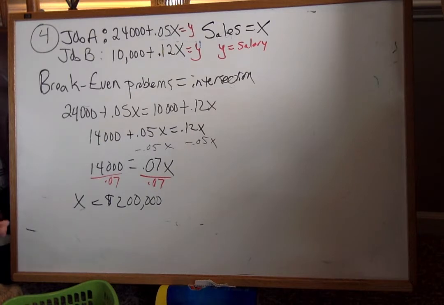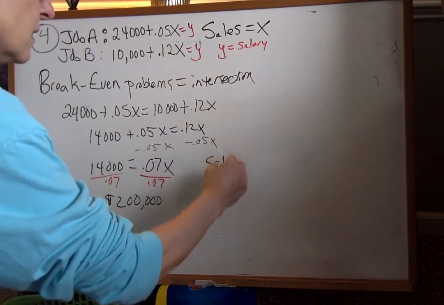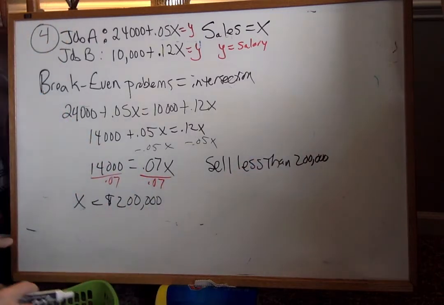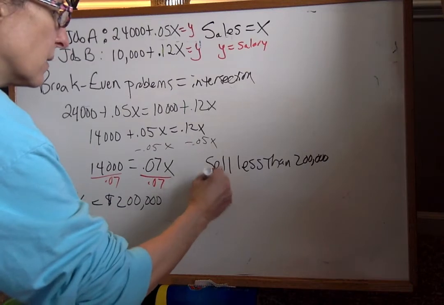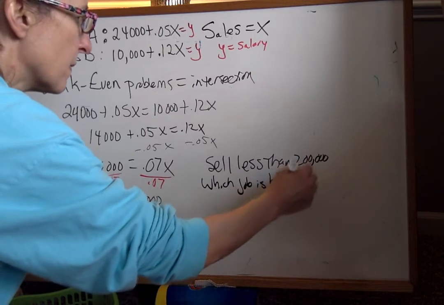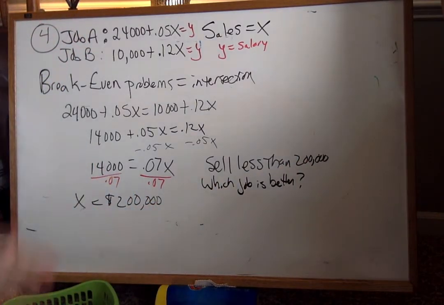I want to do a follow-up question. I think there is a homework problem in your book that does this also. I want to then say, okay, what if you sell less than 200,000? You now know how much you have to sell to break even. What about if you're like, oh my God, there's no way I can sell 200,000? Which job should you take? Okay, so there's my follow-up question. I'm scared to death. I'm a terrible salesman. There's no way I'm going to sell 200,000. So which job should I take?